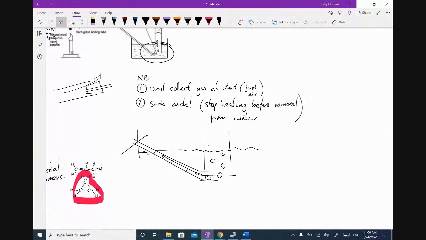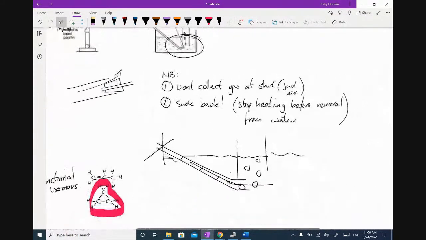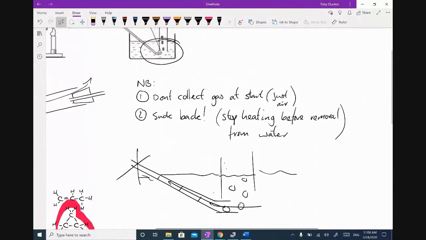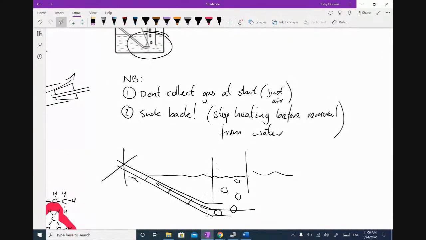So it's something, as I said, they do often mention in practical exams. How can you prevent it? Remove from water before you stop heating. Not complicated.